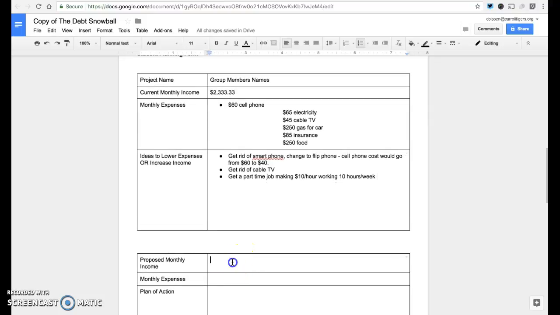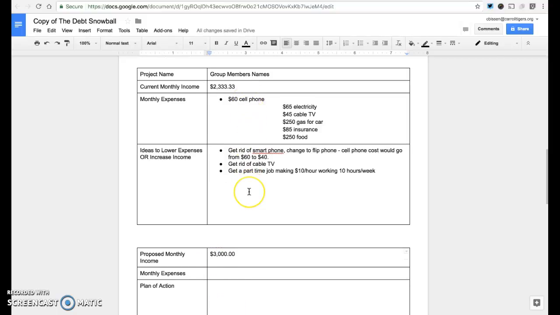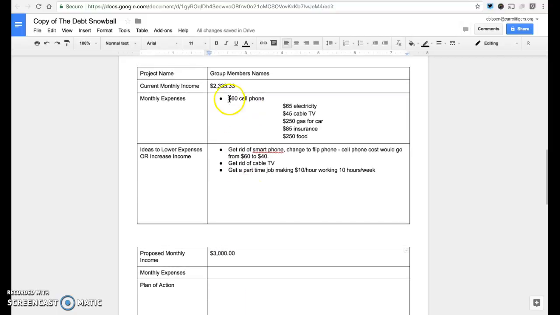Then you're going to go and figure out what the proposed monthly income is. So if I figured out that if I work 10 hours a week, making $10 an hour, I'm going to make about 100 bucks extra, whatever it is. I'm going to pretend that I got another little job, I had a garage sale, whatever. So now my monthly income is 3,000. We'll just pretend. I want you to actually do the math and figure this out. I'm trying to do this fast so it's not a terribly long video to watch.